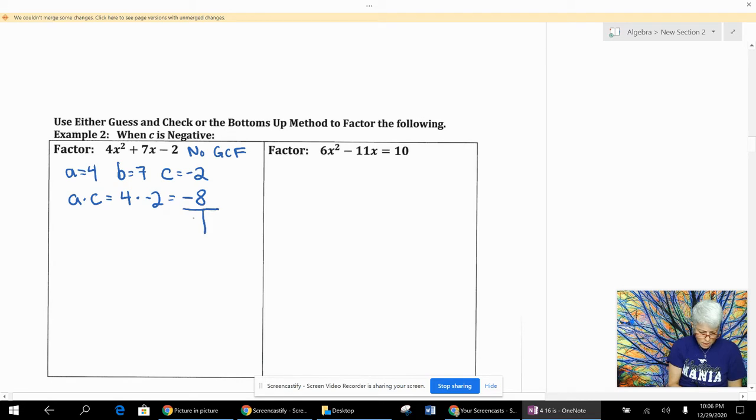Let's see. There's a negative there, so I have to notice that, but I'm not going to write it in yet, okay? So I know 8 times 1, 2 times 4. I think that's it. Okay. So I want to see, do any of these add up to 7? Well, a positive 7, yes. If I put a negative right here, then this will add up to a positive 7. So I'm going to put the 8 here and the negative 1.